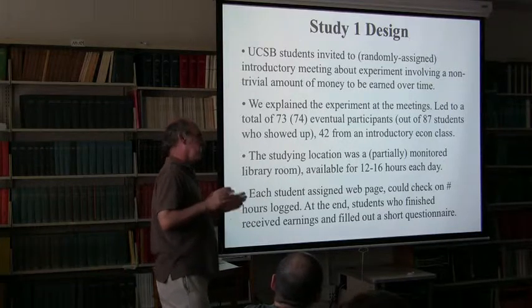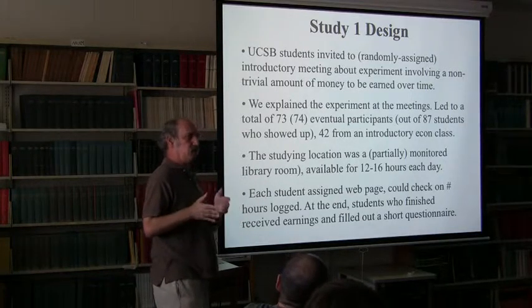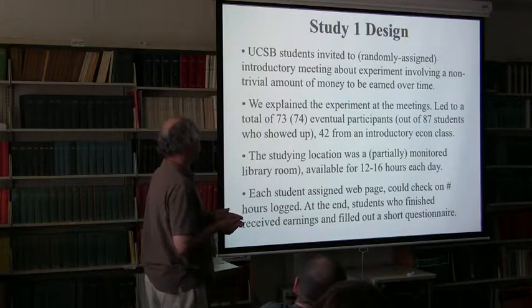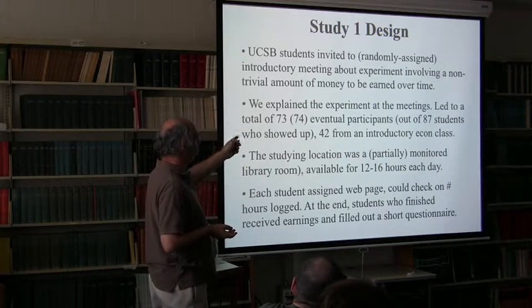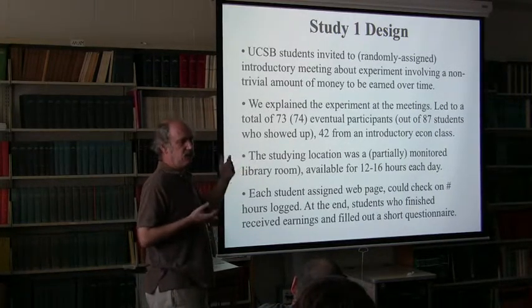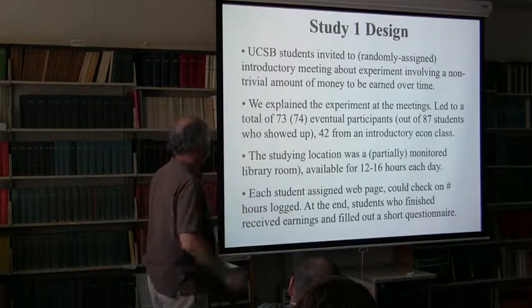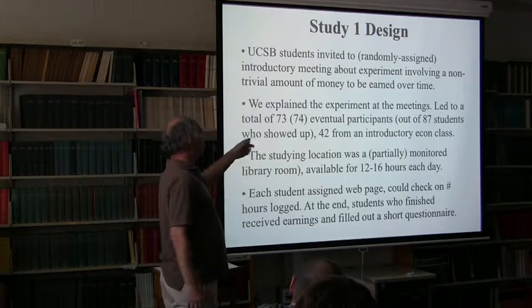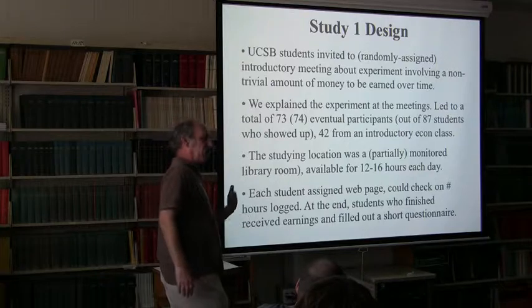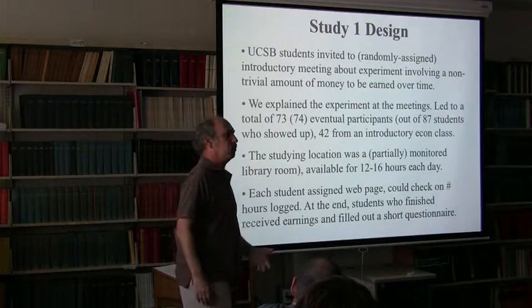I guess one group is the one that doesn't have other restrictions, and the other group is the one that does have the weekly restrictions. We got 73 or 74, depends what you count. One person signed up but never did anything, so we don't know how to count that person. Out of 87 people, so we actually got 85% of the people that came to the meetings actually participated.